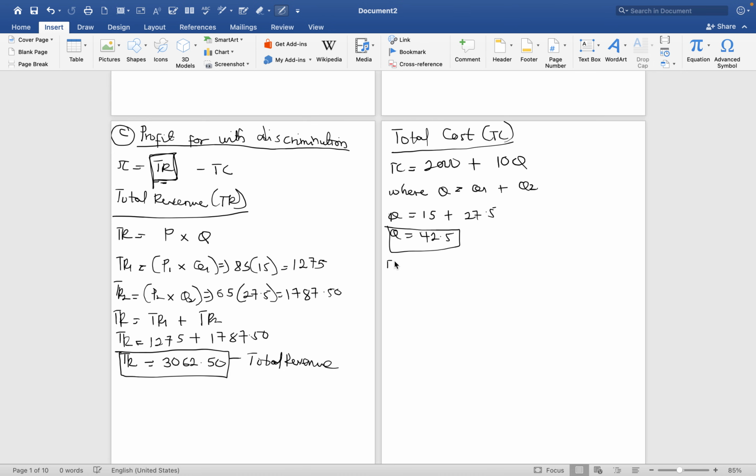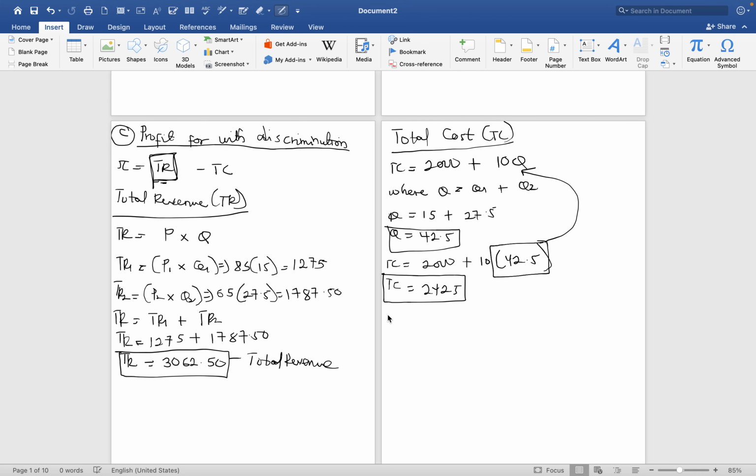So we pick total cost. This is 2000 plus 10 times 42.5, because this is where the K was. That's why I placed the 42.5 there. So total cost is equal to 2000 plus 10 times 42.5. It gives us 2425. So this is our total cost.